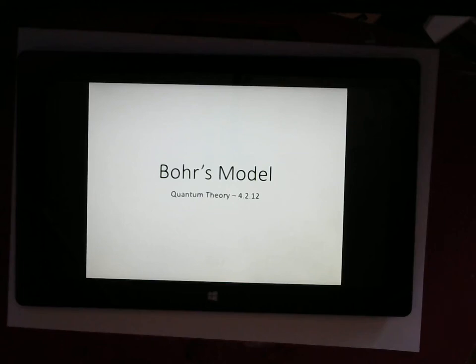Good afternoon, welcome to video 12 of topic 2 of unit 4, Bohr's Model. This video will be covering the main ideas of chapter 12.2 of book 2. Please complete this reading before class.